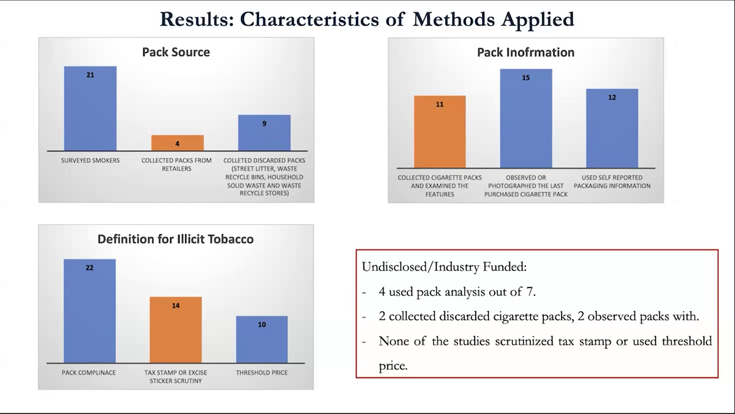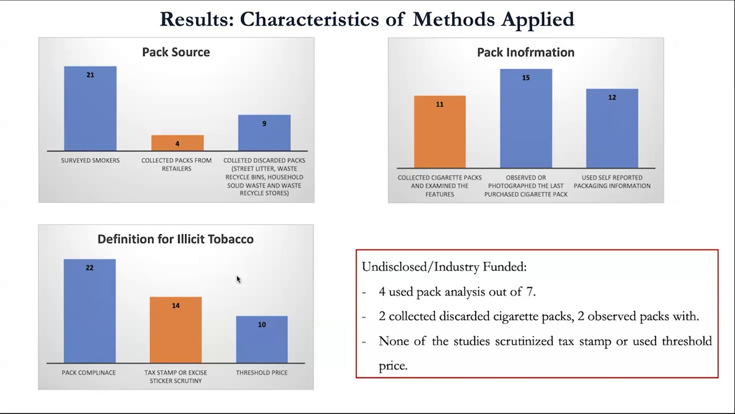And in terms of the definition of illicit tobacco that they used for their study, we can see that 22 studies relied on an indirect definition of illicit tobacco, which was pack compliance. So they depended on pack non-compliance to categorize the tobacco product as an illicit one. There were 14 studies that employed tax stamp scrutiny to identify the truly tax evaded or illicit tobacco products, which is usually considered a gold standard or direct measure of tax evasion. And 10 studies used a threshold price approach, for example, comparing the actual selling price of the tobacco with the minimum legal price to identify whether this particular tobacco was tax evaded or not.